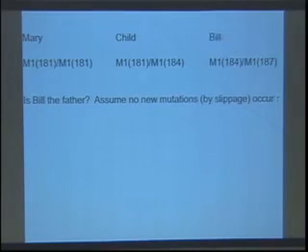So what about now? Is Bill the father? We'll assume that there are no new mutations. Who votes that Maury is going to say Bill's the father? A couple of people. Bill's in trouble. But maybe, it's really iffy. And why is it iffy? Why can't you say for sure that Bill's the father? That doesn't have anything to do with Bill.